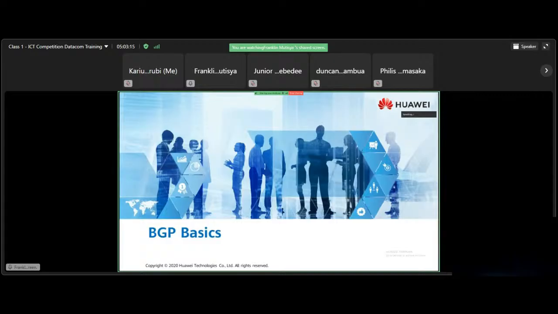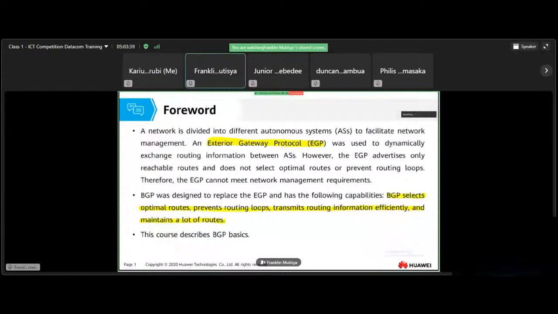Okay, so let's look at BGP. BGP basics. You'll notice that we have a lot to cover. BGP is also very wide. It's not like what we have seen with OSPF and ISIS. This is also one of the most popular protocols. So let's start. BGP is an exterior gateway protocol.